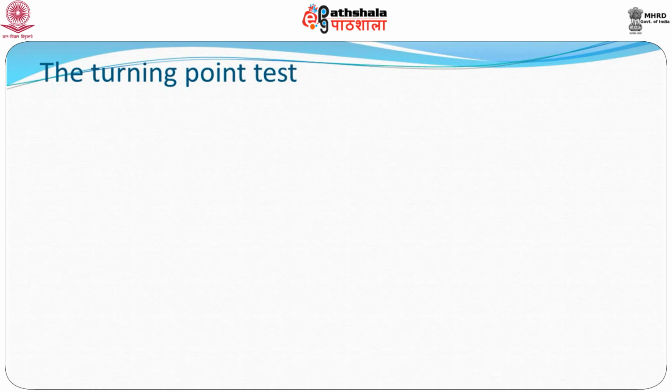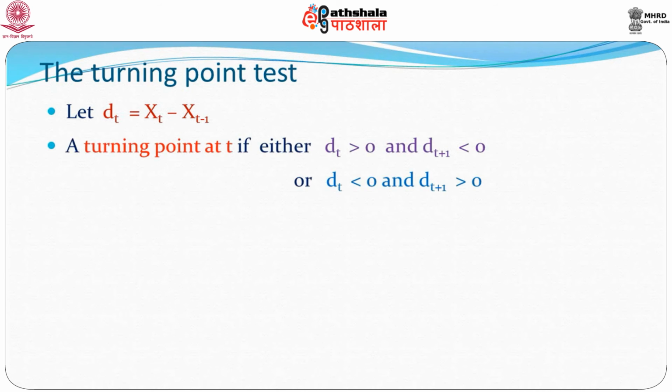The other test, one of them, is the turning point test. You look at the difference between x_t and x_t minus 1, which we will call d_t. A turning point at t is where d_t is greater than 0 and d_t plus 1 is less than 0. So, x_t is larger than both x_t minus 1 and x_t plus 1, or it could be the other way around, x_t is smaller than both. So, d_t is less than 0 and d_t plus 1 is greater than 0. And we see how many turning points there are.